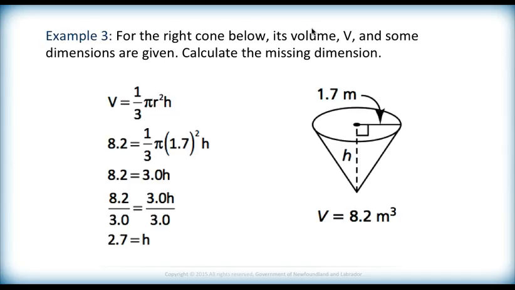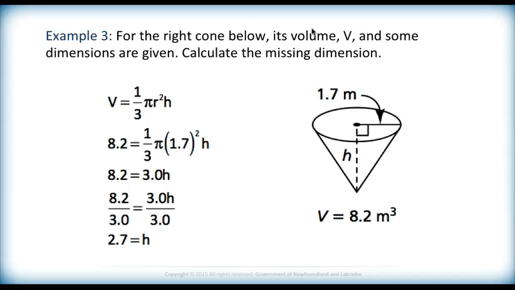The formula for the volume of a right cone is equal to 1/3 times pi times r squared times h. Our first step, as in all the other examples, is to substitute the dimensions that are known. We will put 8.2 in for the volume and 1.7 in for our radius. On the right-hand side, we will multiply and simplify. 1/3 times pi times 1.7 squared will result in 3.0.